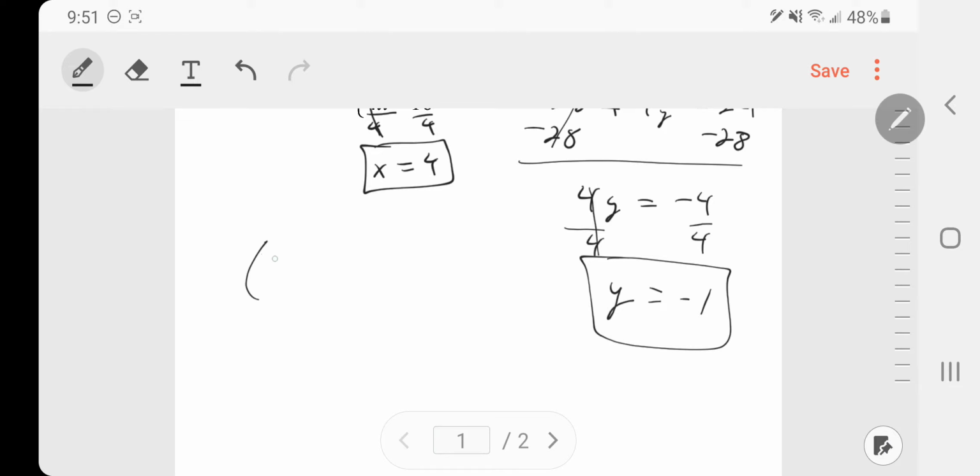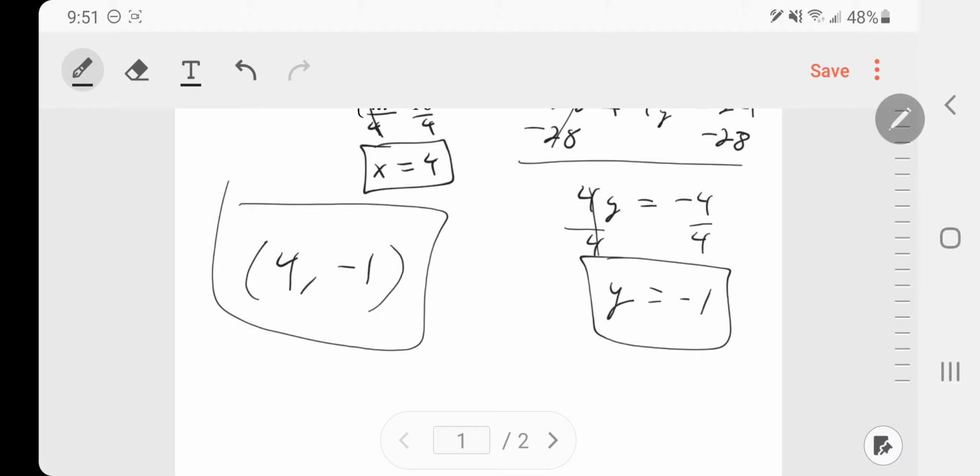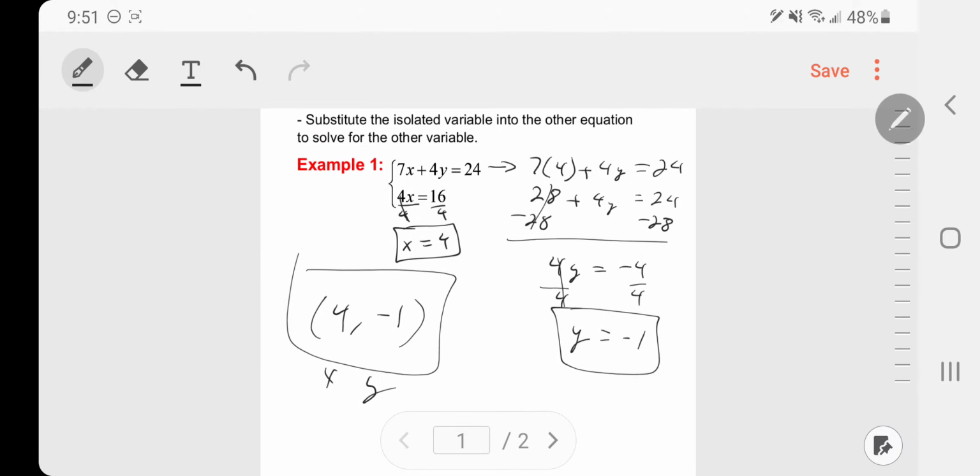Okay, so my solution here would be (4, negative 1), and that is, again, our coordinate point of intersection between these two equations if we were to graph them on a coordinate plane. All right, let's take a look at one more example.